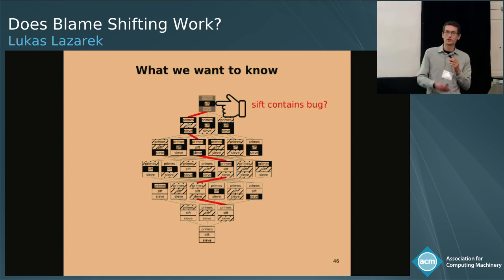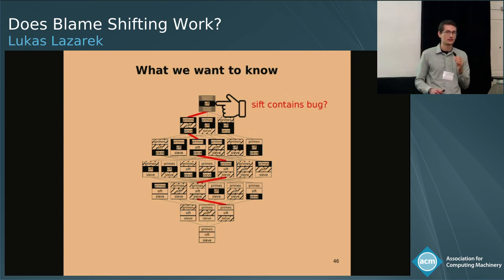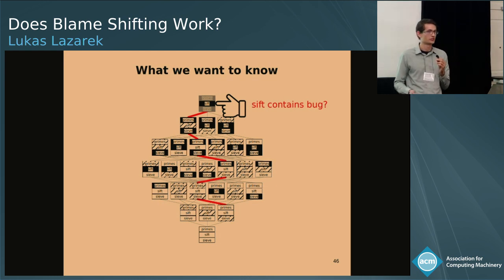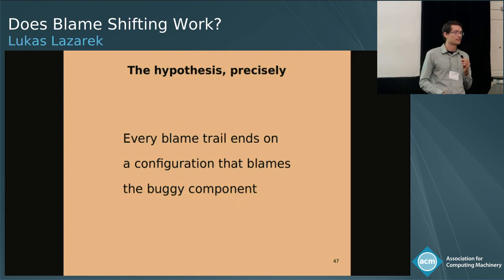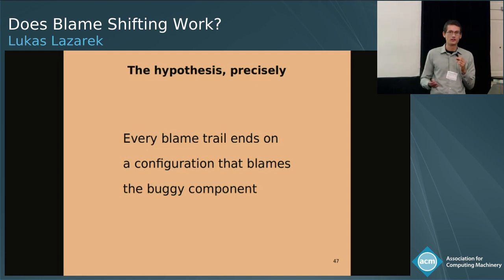Now, the big idea of our experiment is to explore as much of this lattice as we can by collecting lots of blame trails by starting at different configurations and following the blame to create these trails and evaluating our hypothesis for each of them. So we can now restate our hypothesis in more precise terms, in terms of these blame trails, by saying that every blame trail ends on a configuration that blames the buggy component. And this is the version of the hypothesis that we evaluate with our experiment.